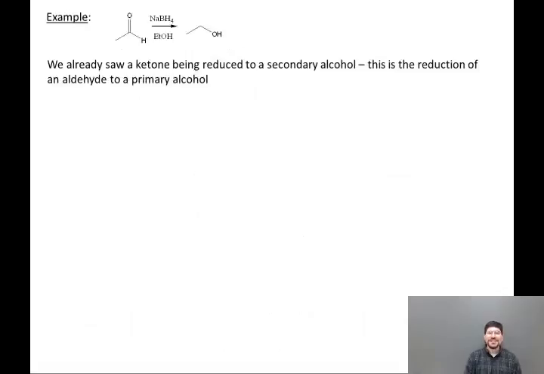Okay, so let's look at an example. We already saw on the last slide a ketone being reduced to a secondary alcohol. So here we'll look at the reduction of an aldehyde to a primary alcohol. So acetaldehyde in this case reacted with sodium borohydride in ethanol as a solvent. I'll get to why that's important in a second. It will give us ethanol as the product in this case.